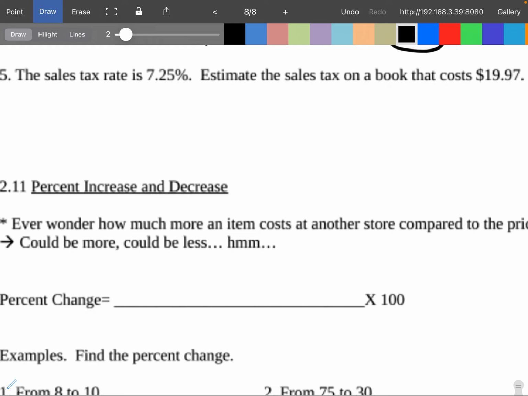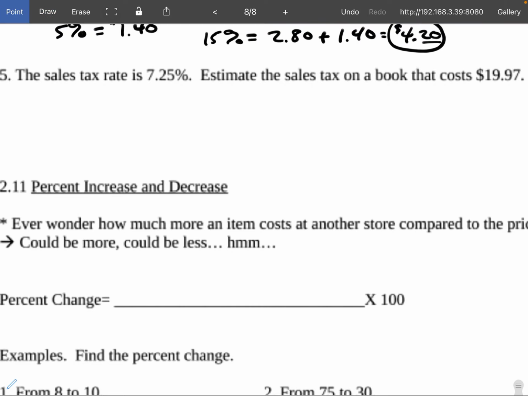All right, last one. So this last one, well, sales tax in Michigan is 6%, right? Well, I don't know where this is at, but they're saying that the sales tax is 7.25%. So we got to find 7.25% of a book that costs $19.97.